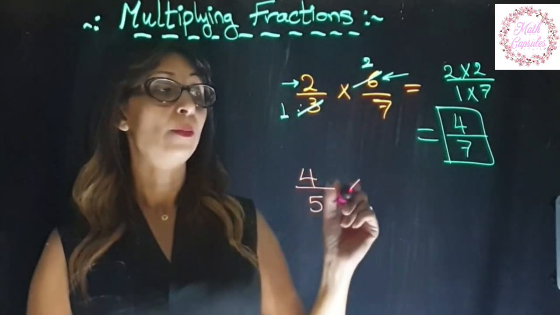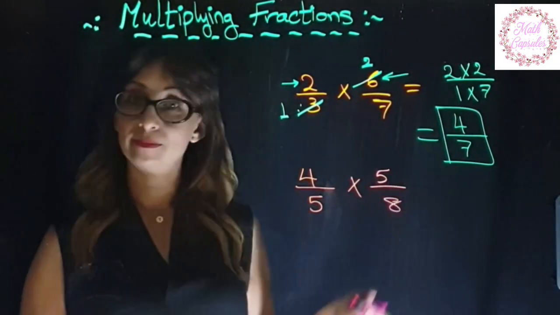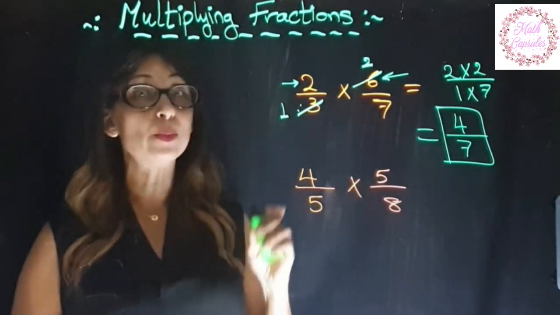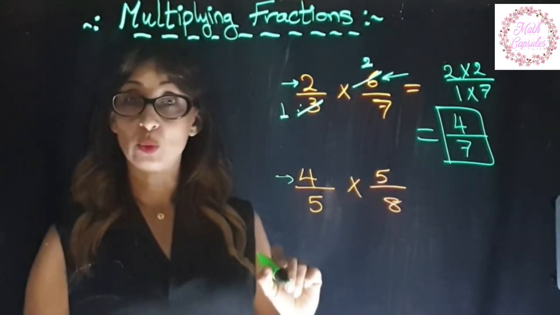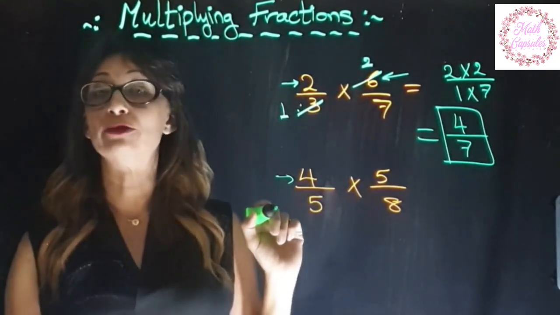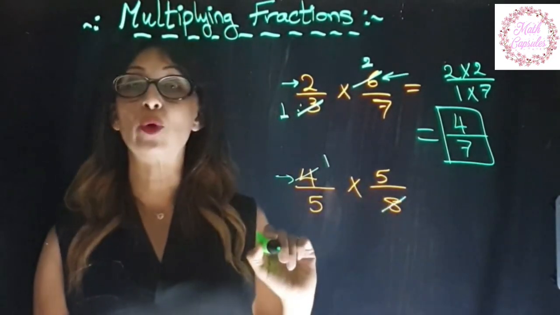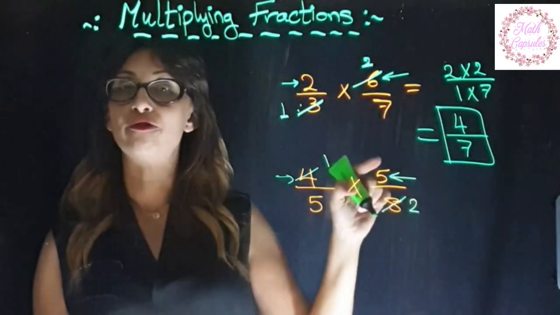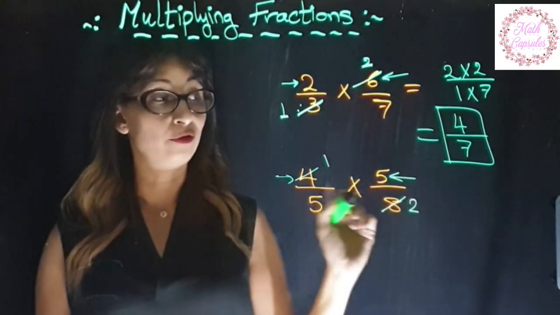4/5 multiplied by 5/8. Now look again. Do we have any common factors between the numerator 4 and 5 or 8? Yes, we have a common factor between 4 and 8, which is 4. So I can divide 4 by 4, I get 1, and 8 divided by 4, I get 2. Now look at the other numerator, which is 5. Do I have any common factor between 5 and 5 or 2?